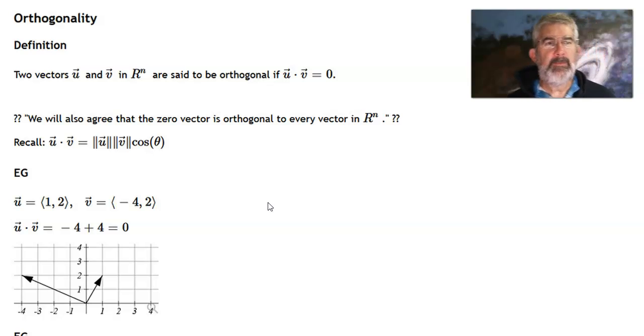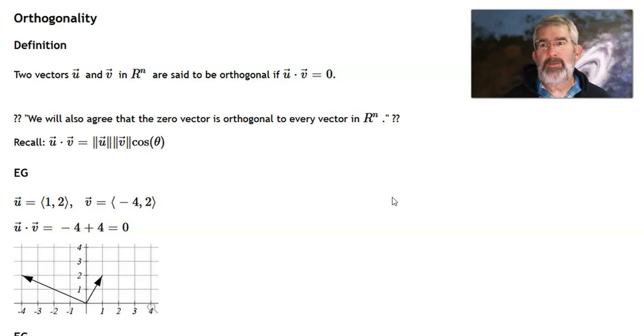It's interesting to me that the textbook we use also has, in the definition, the line, we will also agree that the zero vector is orthogonal to every vector in Rn. And I look at that and I say, well, the zero vector certainly satisfies the definition you've already given. Because if you take the zero vector and dot it with any other vector, it's going to be 0. Each component of that other vector is going to be multiplied by a 0, and then all those zeros add up, so you're going to get 0. So yes, the zero vector is orthogonal to any other vector because it satisfies the definition.